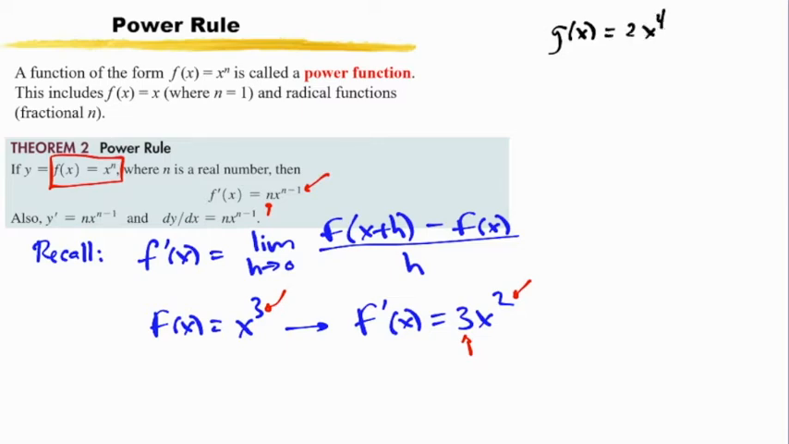2x to the 4th would equal a derivative of 8x to the 3rd, because we would take that 4 and multiply it out in front. So 4 times 2 is 8. That gets us our new coefficient, and then we subtract 1 from the exponent, and we get 3.